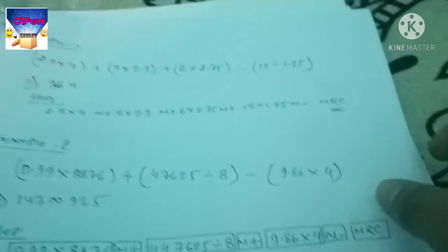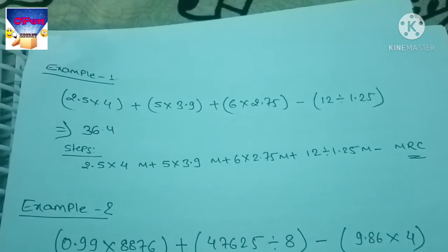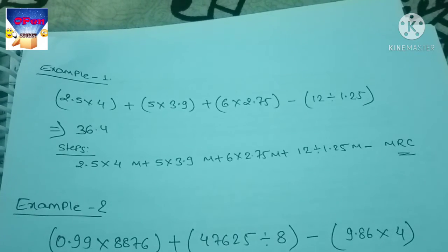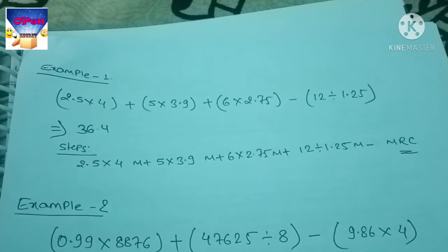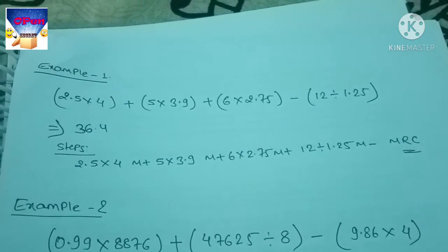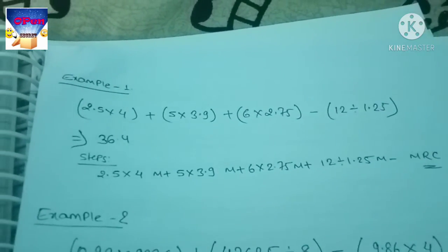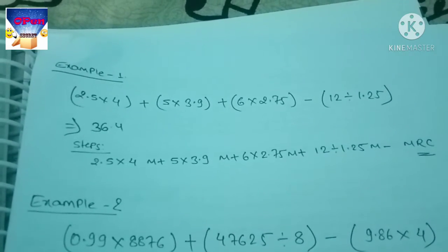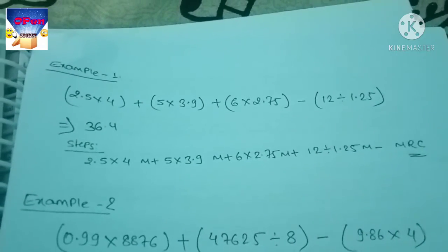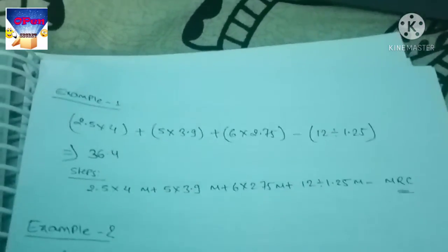Kindly look at this. In the first example, there is 2.5 into 4 plus 5 into 3.9 plus 6 multiplied by 2.75, and 12 divided by 1.25 has to be subtracted from the earlier sum. The first method is to do it separately, which will take comparatively longer, and another is by the help of the memory function, where we can perform it in a single step.